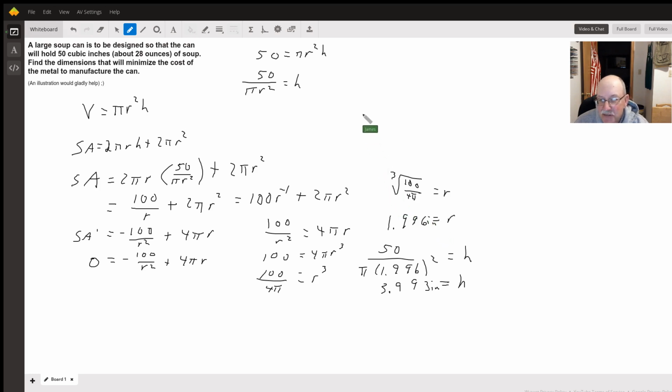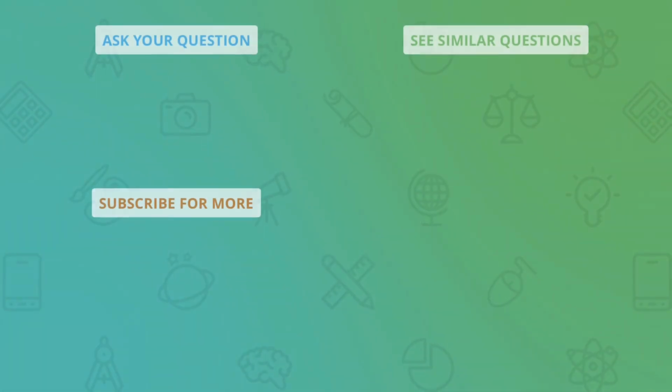So you could probably say, does it say what to round to? No. So r would roughly equal 2 inches, and the h would roughly equal 3 inches.